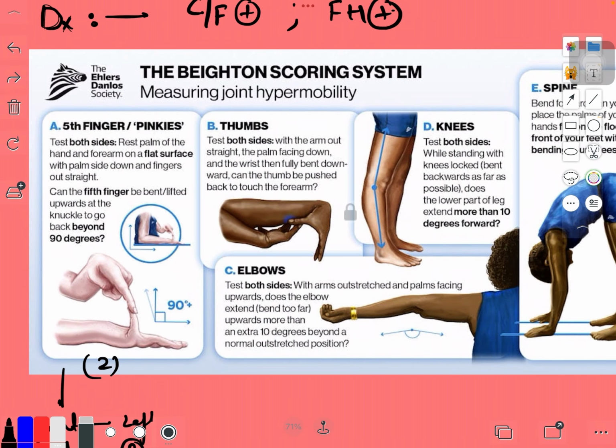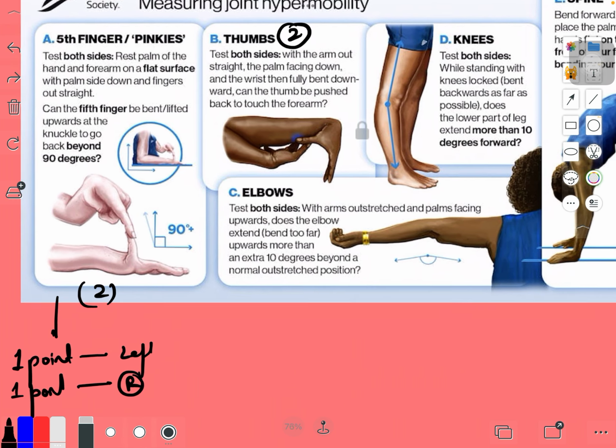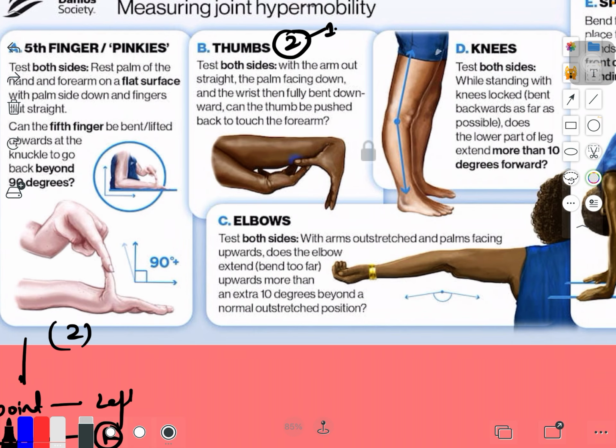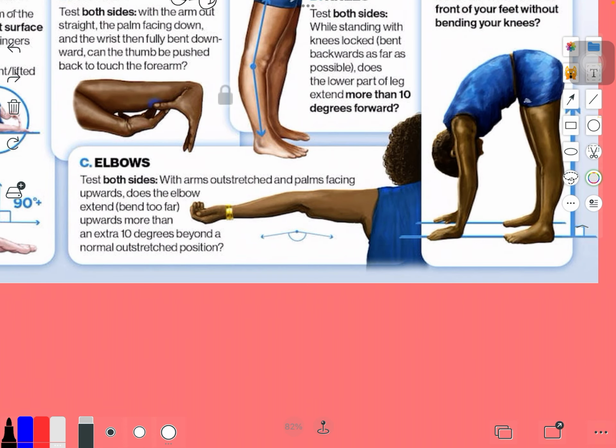Then for the thumb, if you can touch your forearm, you can do this on both arms. So maximum points again 2: one for the left side and one for the right side, the left thumb and the right thumb.